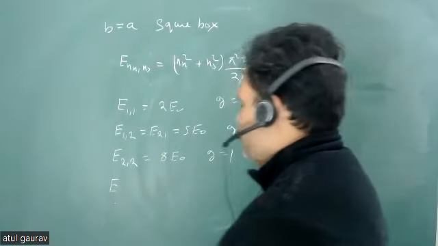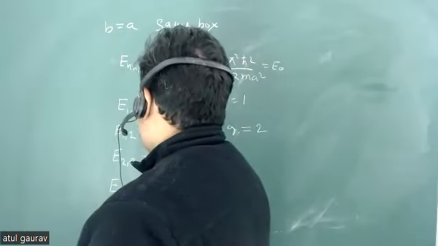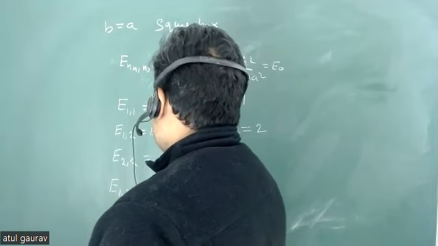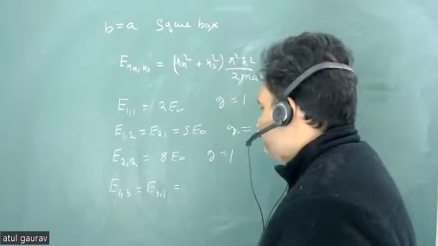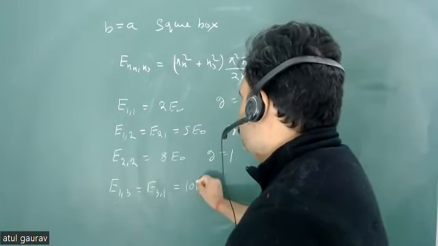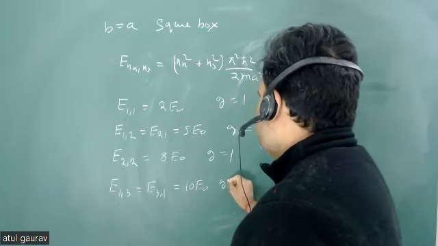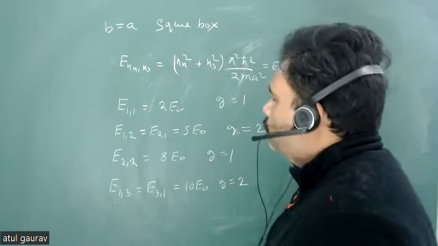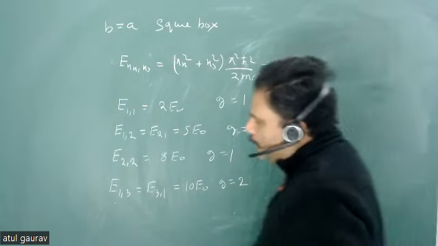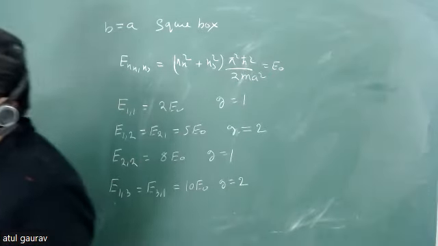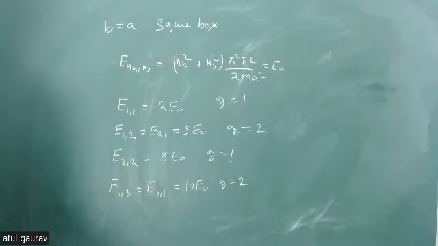1 3, and 3 1 भी होगा। 1 is also there. Yes. कितना आ रहा है ये? 10 E naught. Degeneracy is 2. तो क्या ऐसा लग रहा है कि या तो 2 होगा या तो 1 होगा? ऐसा ही होगा क्या? नहीं होगा, है ना? लेट्स कम टू 2 3.